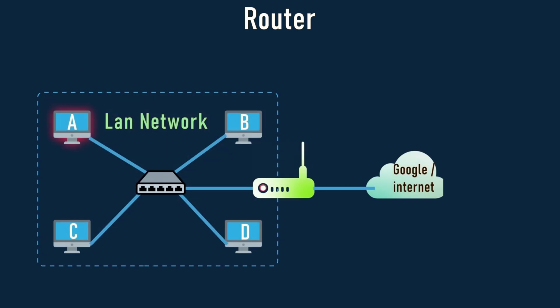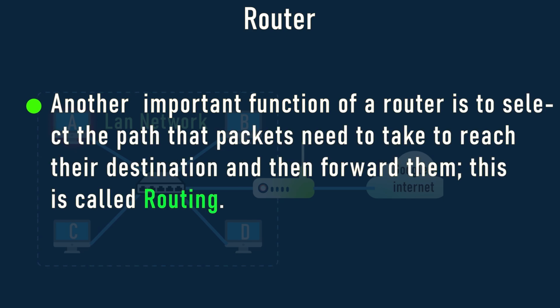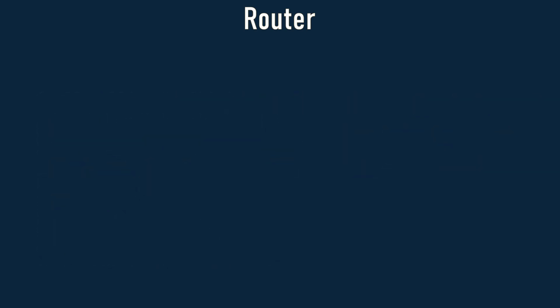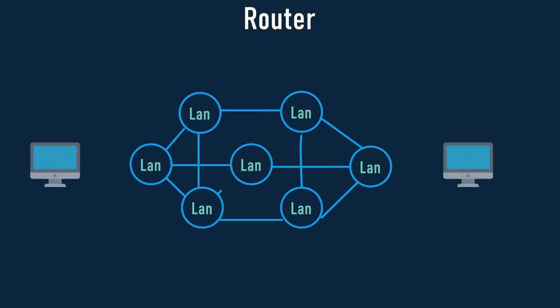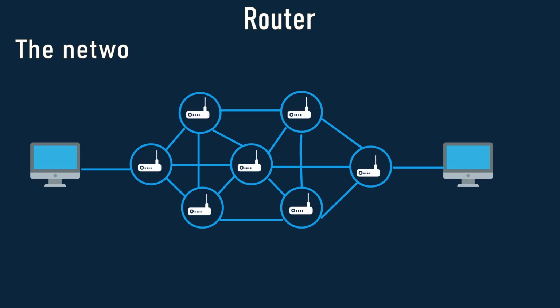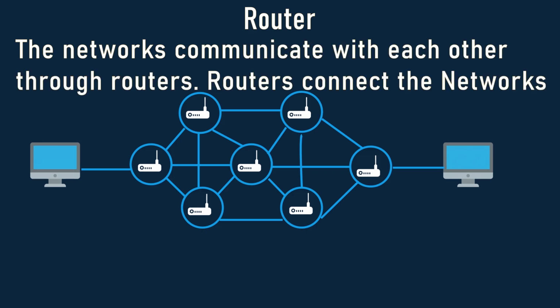Another very important function of a router is to select the path that packets need to take to reach their destination and then forward them. The internet is essentially a huge collection of interconnected networks, or LAN networks. This means that different networks communicate with each other to forward data to the correct destination. The networks communicate with each other through routers. Routers connect the networks. Therefore, each network must have a router if it wants to access the internet.